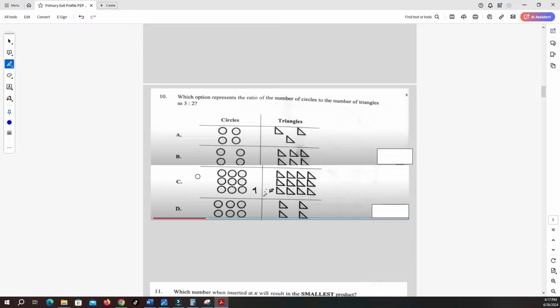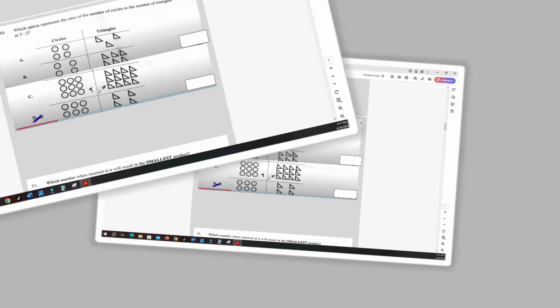Which option represents the ratio of the number of circles to the number of triangles as 3 to 2? Which one looks like 3 to 2 here? 3 to 2. 3, 6, 9, and 3, 6, 9, 12. This wouldn't work, it's too big. This more looks like it because it's 2, 4, 6, 2, 4. So 2 into 6, 3. 2 into 4, 2. So I would say D.